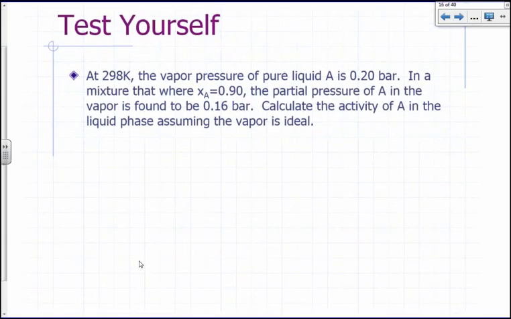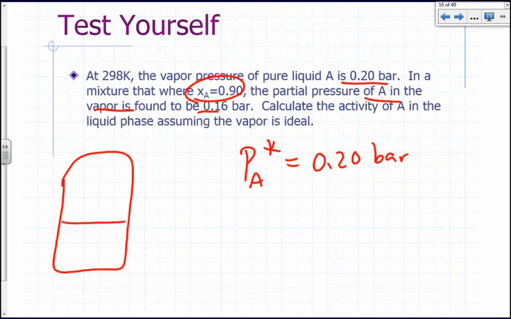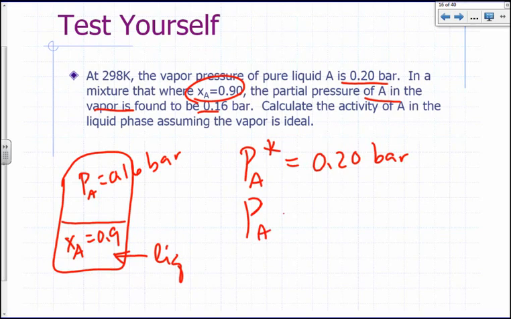All right, so let's look at this problem. Let's say at 298 Kelvin, the vapor pressure of pure liquid A is found to be 0.20 bar. That means that's PA star. Now, you have a mixture where the mole fraction of A is 0.9, and the partial pressure of A in the vapor is found to be 0.16 bar. So it's got something else besides A in the liquid. The PA in equilibrium with our mixture is 0.16 bar.